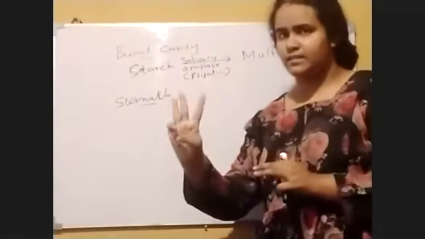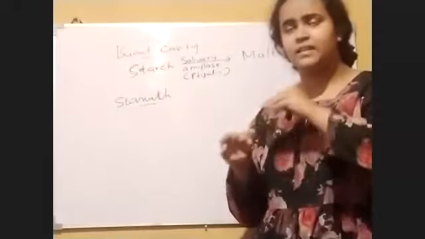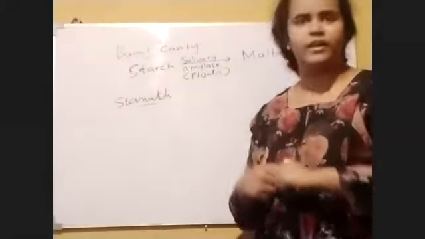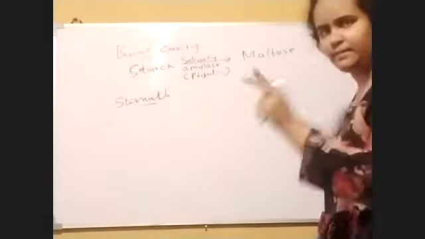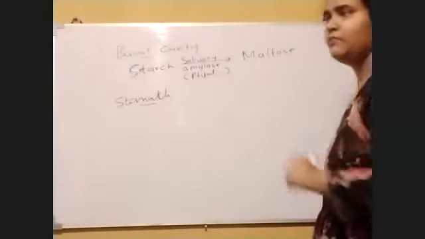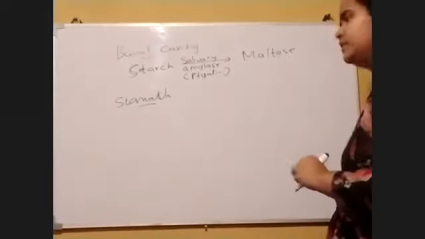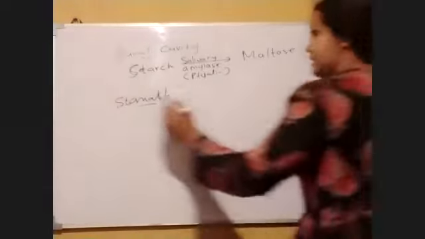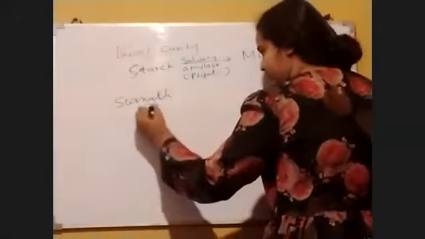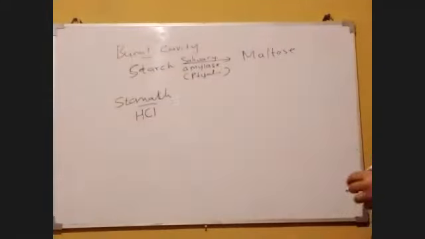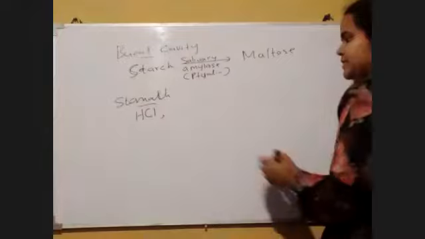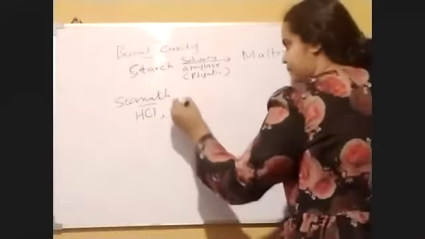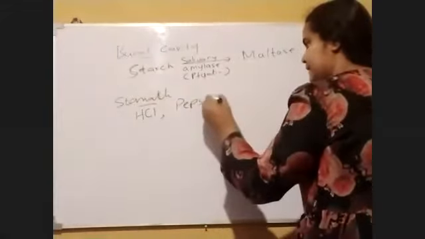There are 3 secretions that are secreted into the stomach during the digestion process: one acid and 2 enzymes. First we'll talk about the acid. The acid is HCl, that means hydrochloric acid. And the second one is the enzyme called pepsin.